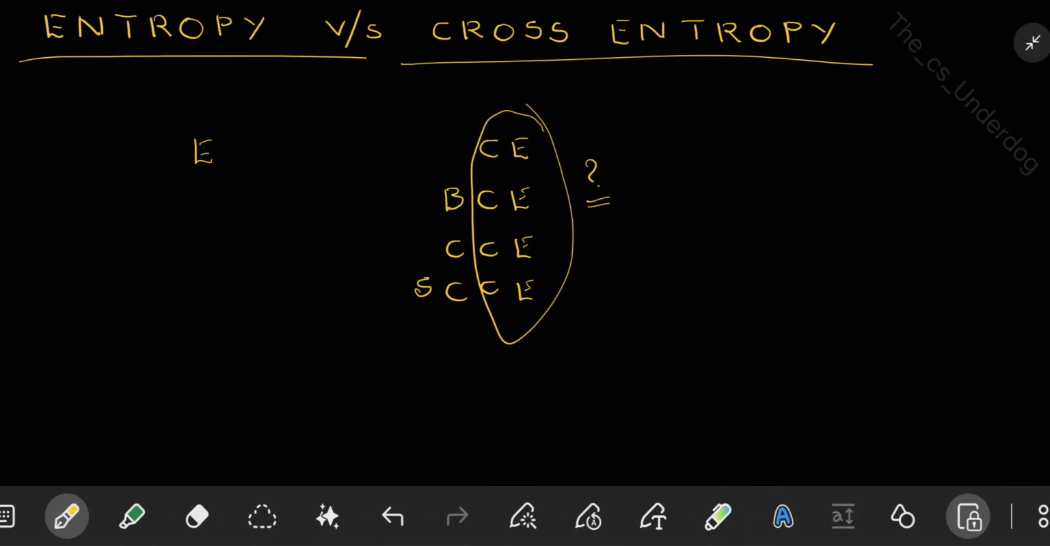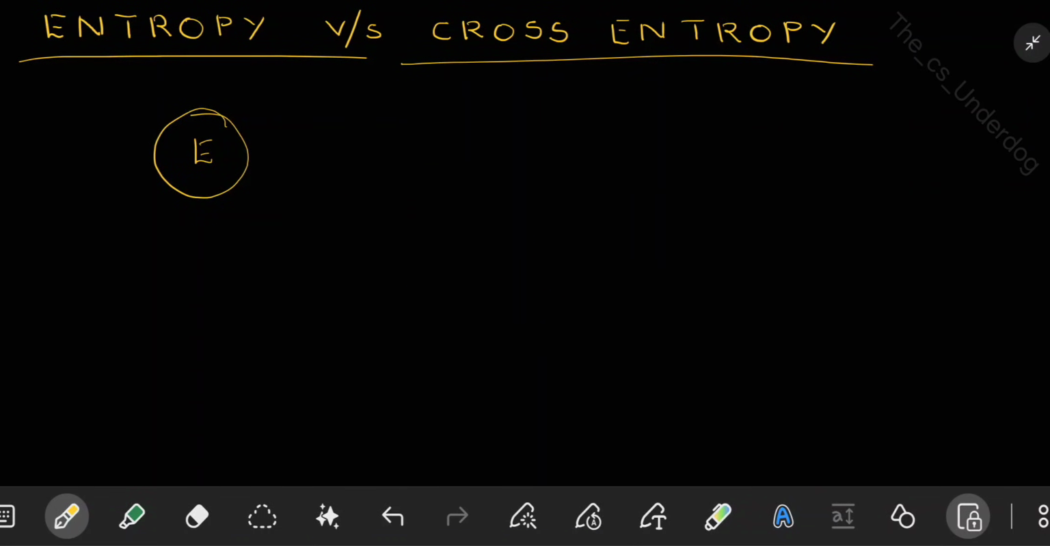What is meant by cross entropy here? So this is what this lecture is for. We are going to see what exactly is entropy, what exactly is cross entropy, and what is the difference between entropy and cross entropy. First of all, let us clarify what is entropy.